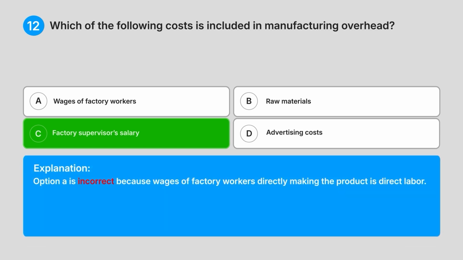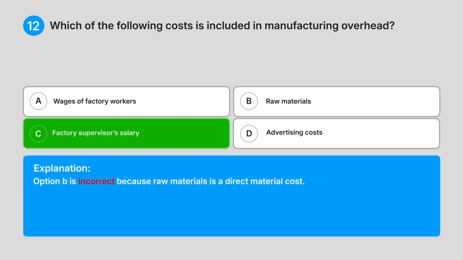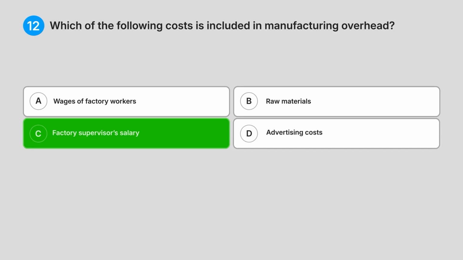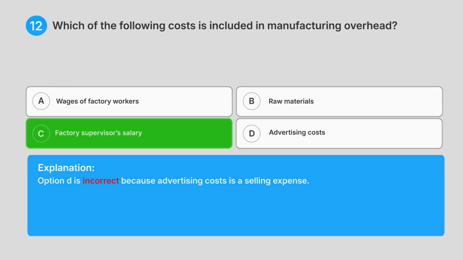Option A is incorrect because wages of factory workers directly making the product is direct labour. Option B is incorrect because raw materials is a direct material cost. Option D is incorrect because advertising costs is a selling expense.